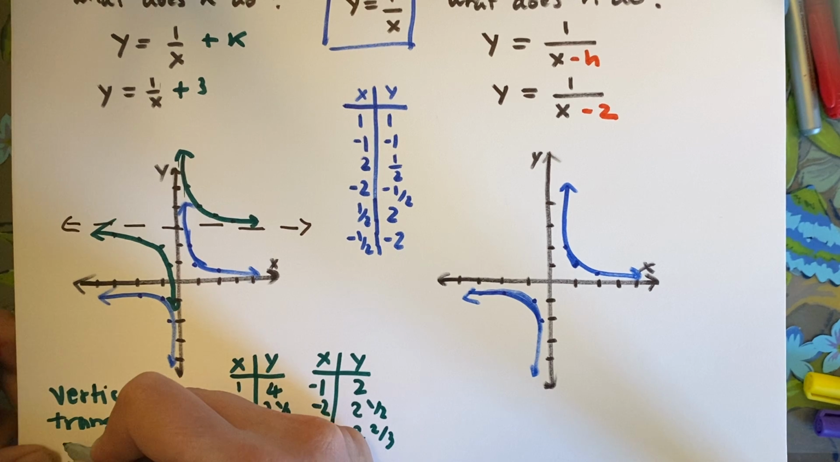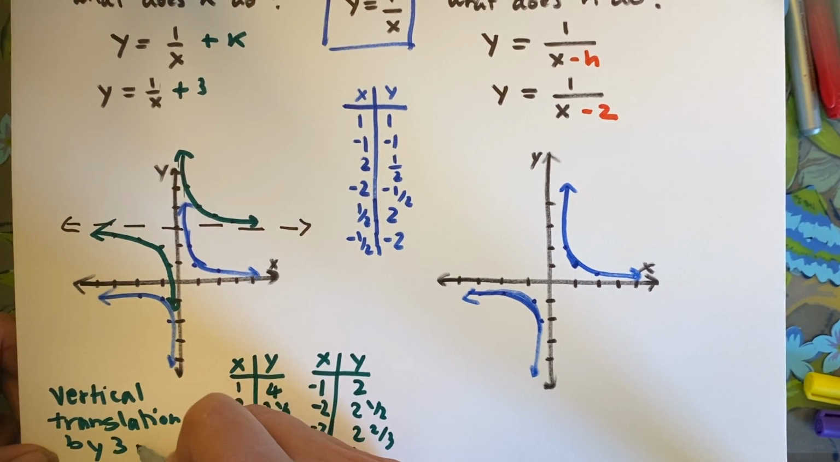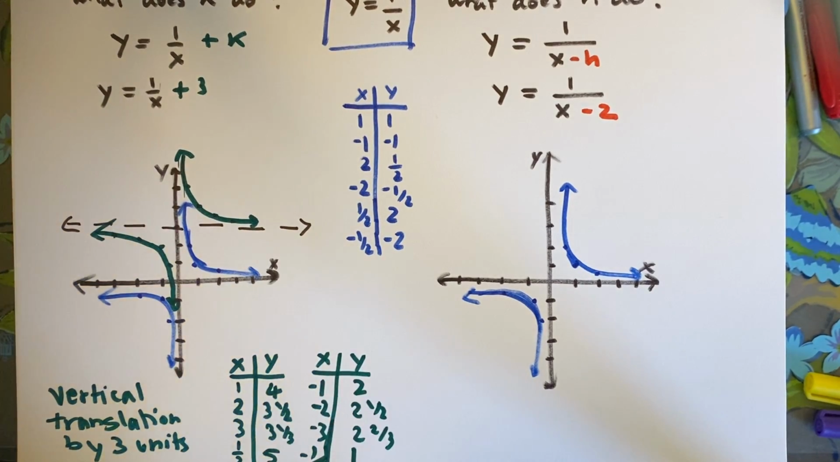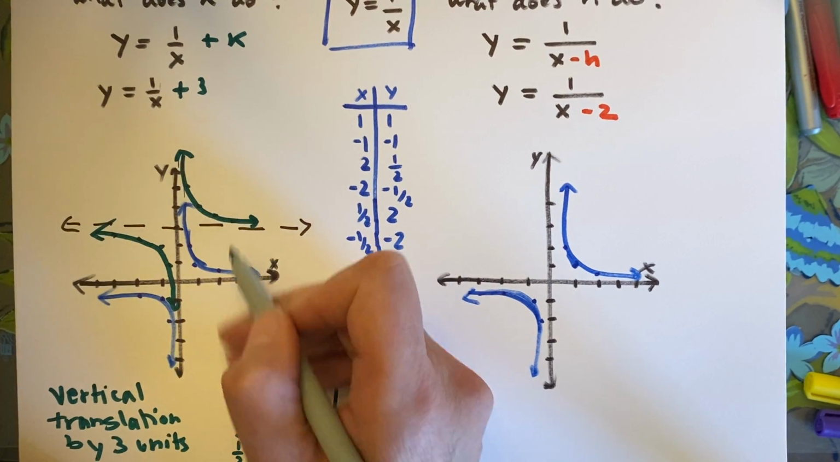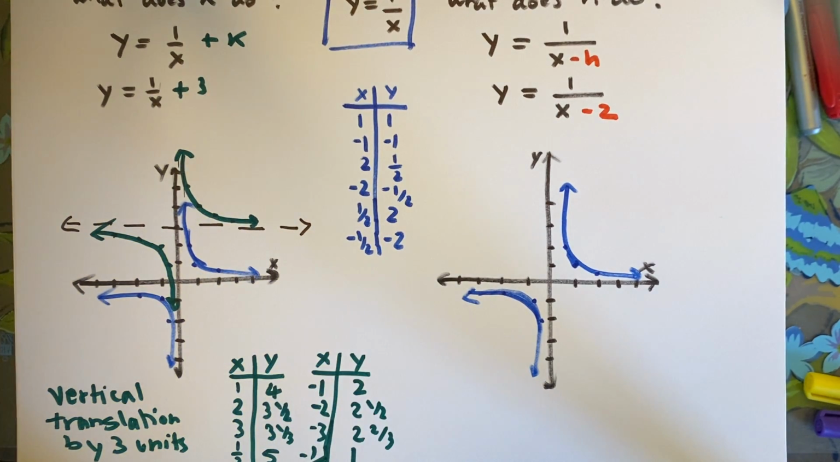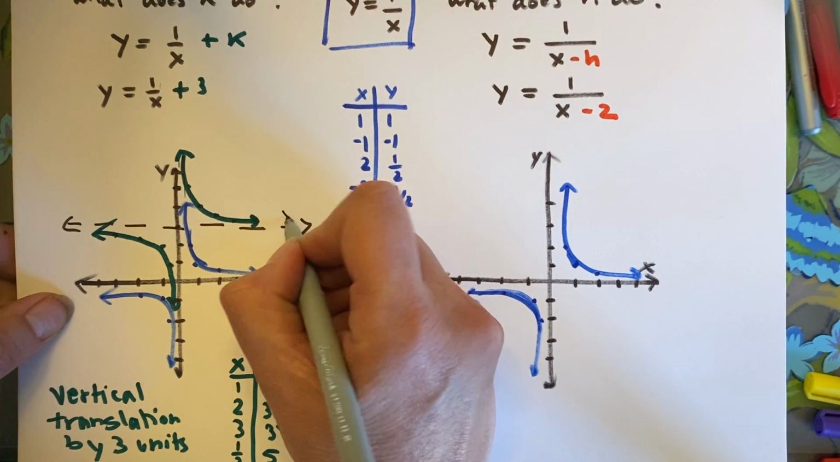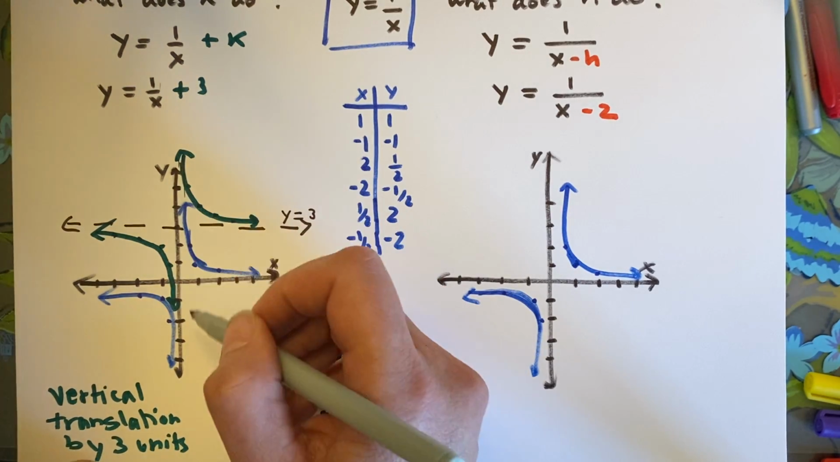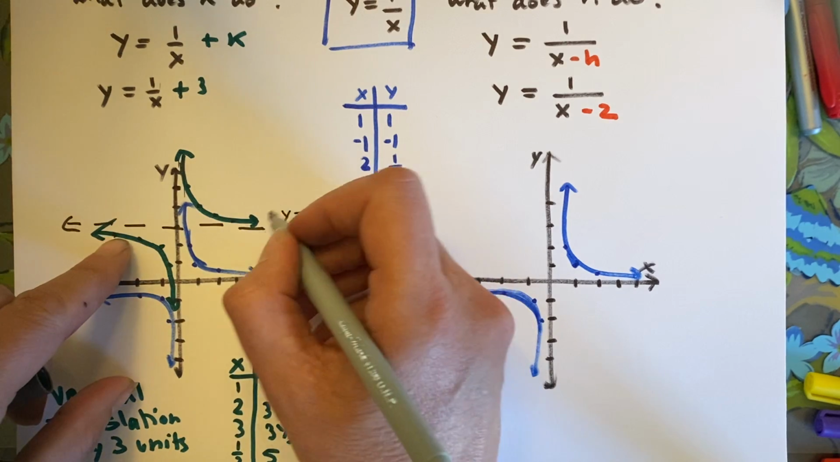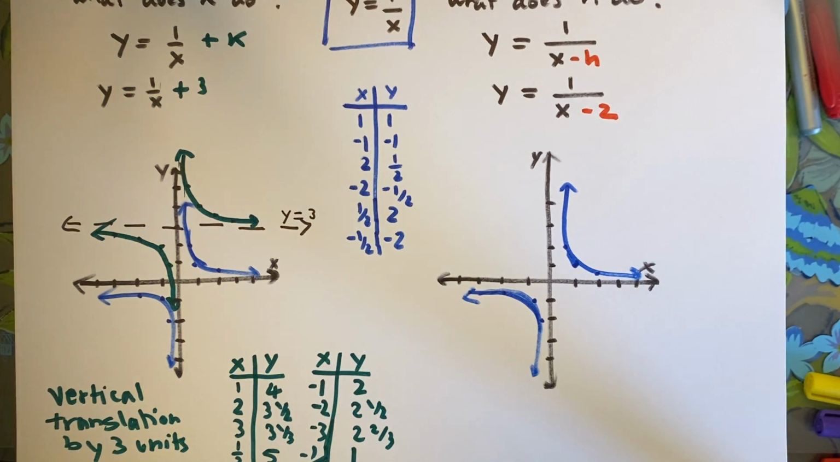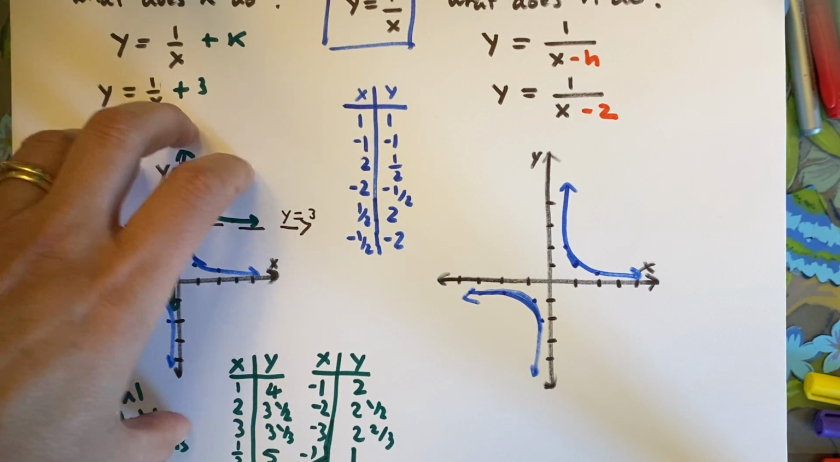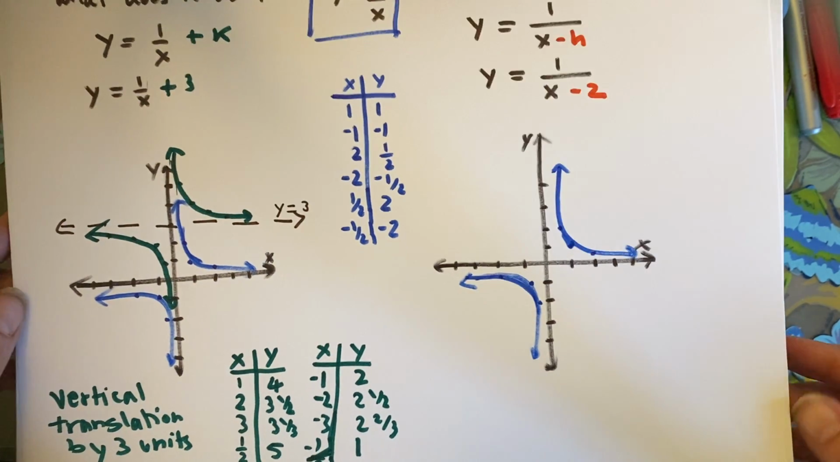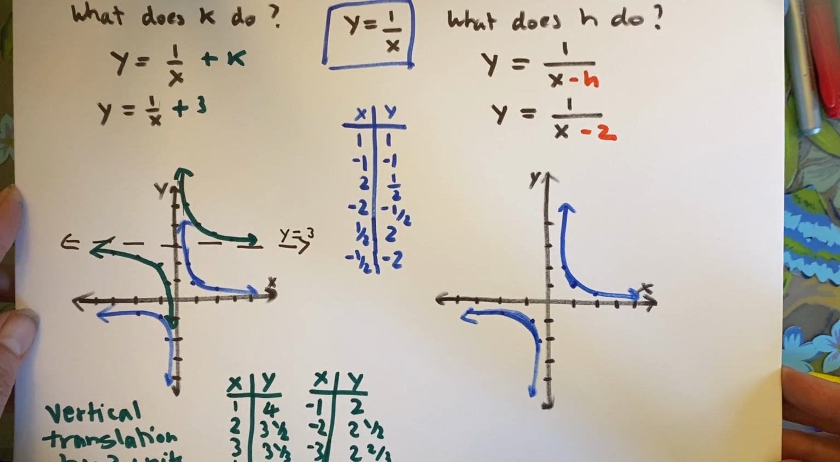By 3 units. You can see that this branch went up by 3 and this branch went up by 3. And you can see that the asymptote here is at y equals 3, whereas this one is still x equals 0. Sorry, it is y equals 3. Okay, now that's what happens when you have k. The whole thing gets moved up, or if k is negative, down by 3.